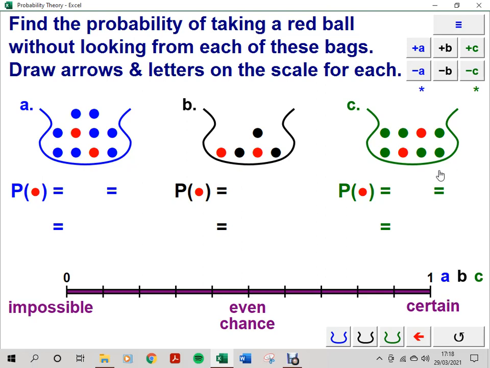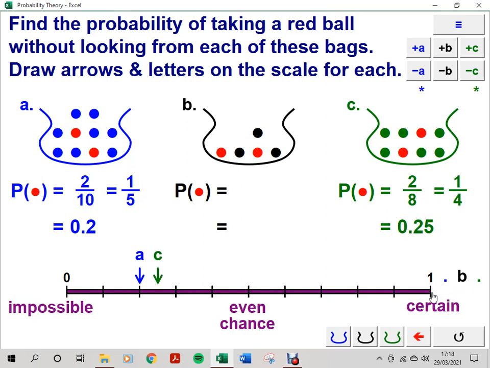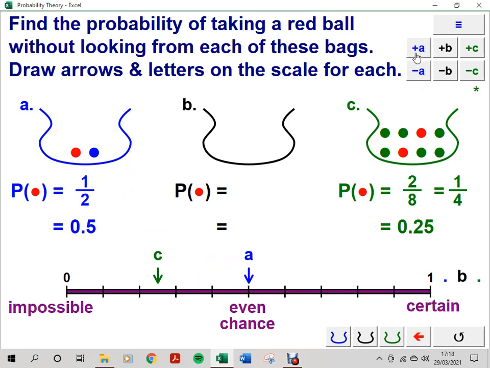I'm going to reveal the fraction and decimal for the blue bag and plot its arrow. And do the same for the green bag, but I'm going to hide the black bag. Let's increase the blue bag so it has 1 red ball and 1 blue ball. And increase the green bag so it has 7 red balls and 3 green balls.